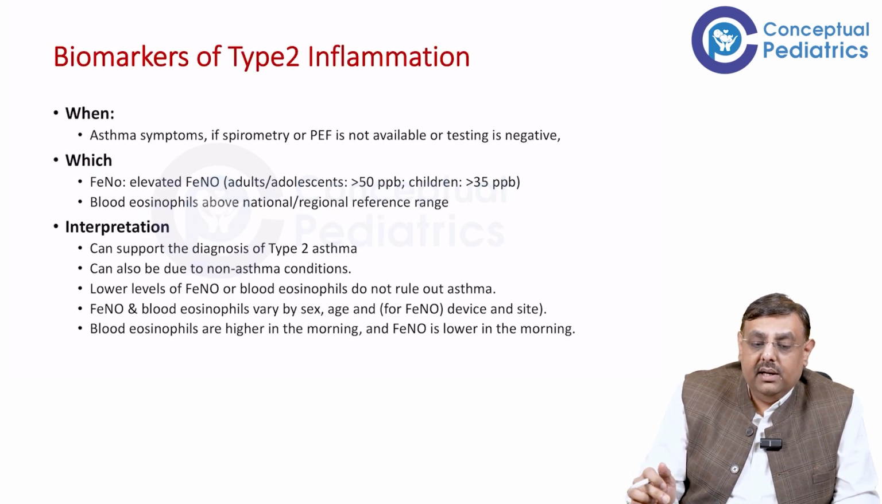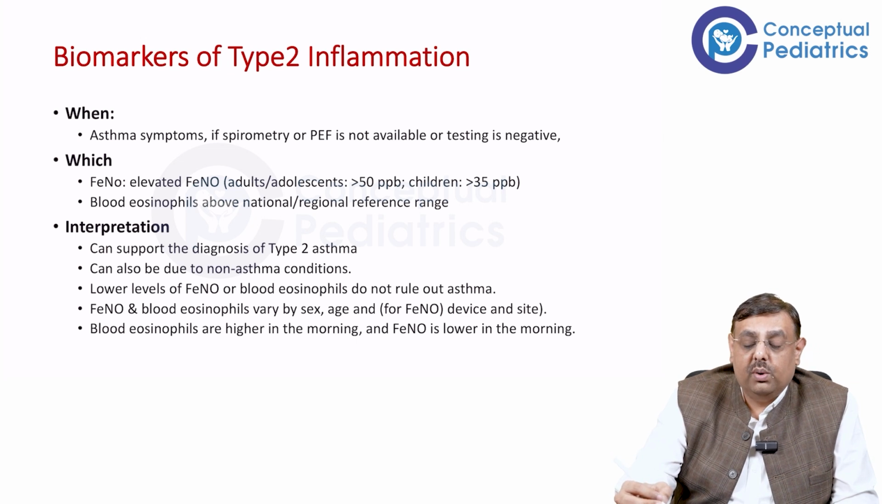Now the second investigation that is coming up is using type 2 inflammation biomarkers. It is usually indicated if your spirometry or PEF is not giving you a positive result in a child who has consistent symptoms of asthma. Usually the FENO is elevated, and that is the test that we use. It is fractional exhaled nitric oxide, and a value of more than 35 parts per billion is taken as significant in children.